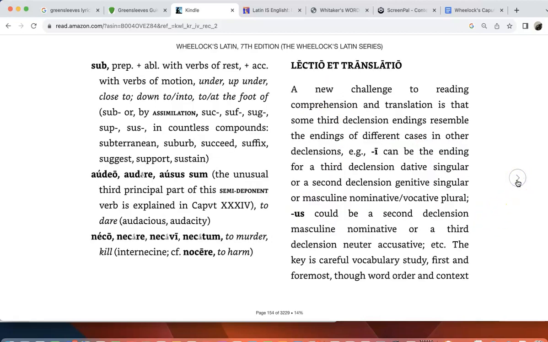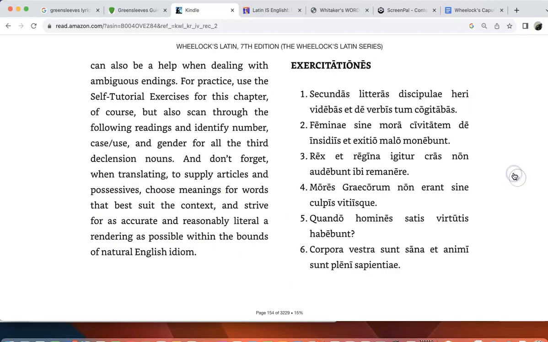So most of the vocabulary in this chapter, most of the nouns, are third declension. In fact, we only have two verbs in the entire chapter. That's where we get words like audacious, audacity, audio, audere, also sum. What would this mean? Audeo, I dare, to dare, I have dared. Neco, I kill, to kill, I have killed, to be killed. So these are our principal parts. So this chapter largely focuses on nouns.